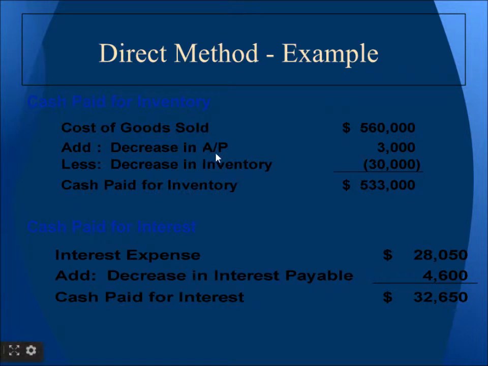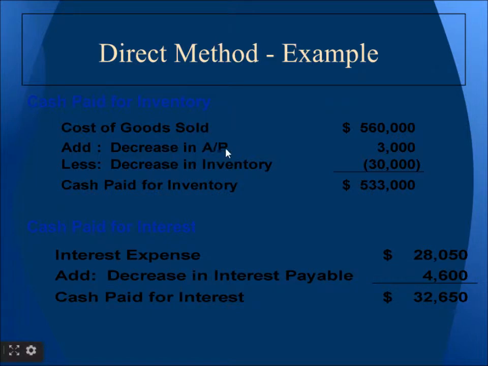Then since there is a decrease in accounts payable, you can see in the comparative balance sheet, in the liabilities and payable section, there is a decrease in accounts payable. What we have to do for a decrease is add it. So we have to add the decrease in accounts payable, which is 3,000, to the cost of goods sold. So why do we have to add the decrease in accounts payable?